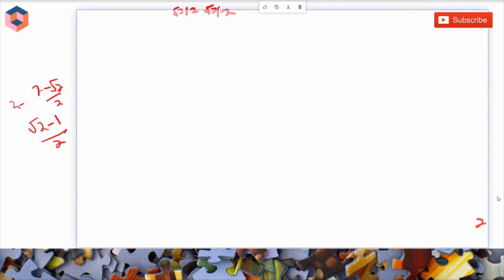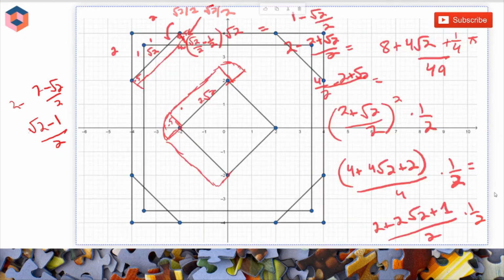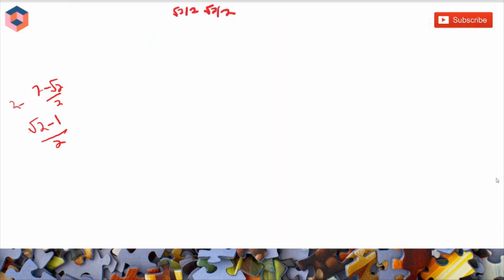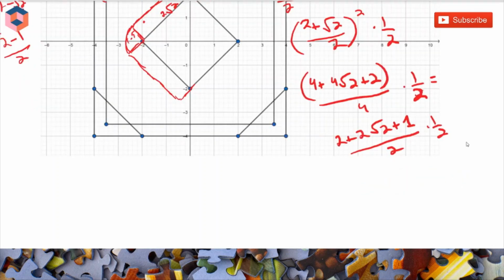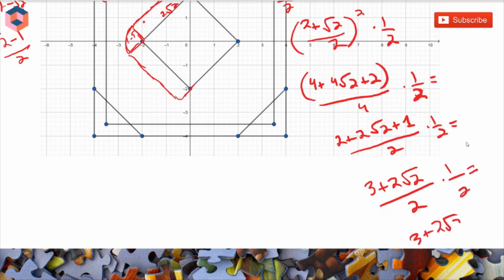So what we realize next is that 2 plus 1 gives us 3. 3 plus 2 root 2 gives us 1/4. And that would give us, let's see. So we would get... okay. So yeah, right here we would get 3 plus 2 root 2 over 2 times 1/2. This would give us 3 plus 2 root 2 over 4.